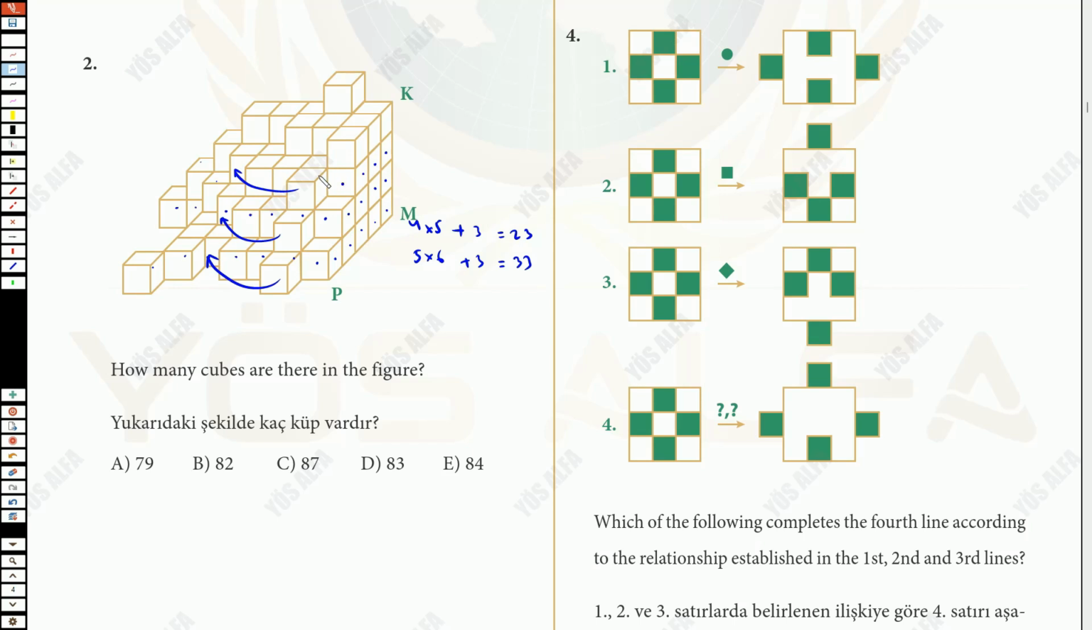1, 2, 3. 1, 2, 3, 4, 5. 3 times 5. And there's one more cube over here. 16. And then for the top layer, I'll just count them one by one. 1, 2, 3, 4, 5, 6, 7, 8, 9, 10. So it's 10. And then I'll add them up. So it's 82 altogether.